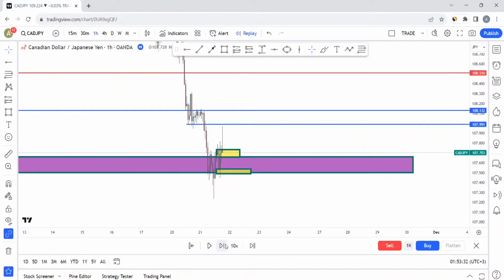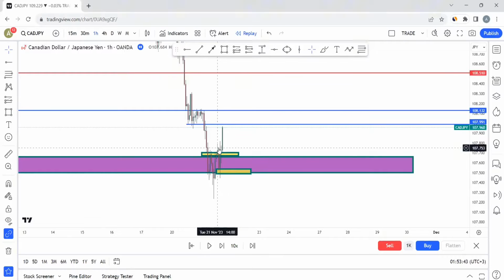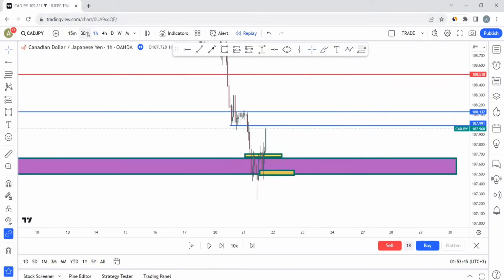So here the market went up a bit aggressively. Actually, I should have taken my trade around this area here when the market closed above here, right? This is where personally my entry was, around here. So if you want, you can refine.